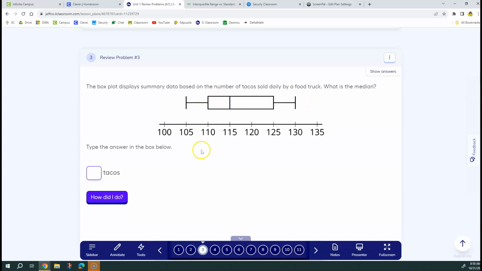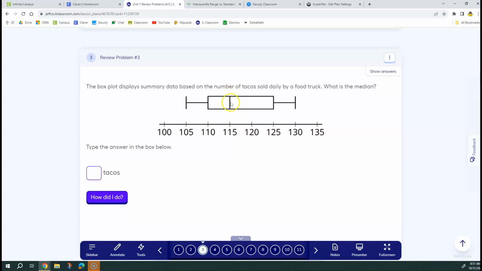five pieces of data information. It gives us the minimum number here. So in this case, the minimum number of tacos sold daily, and it gives us the maximum number of tacos sold daily. The interquartile range is where the box itself starts through where the box itself ends. And then it does tell us the median.